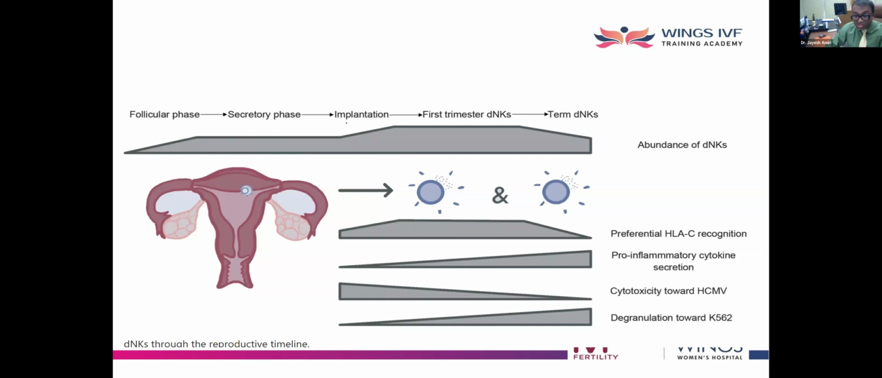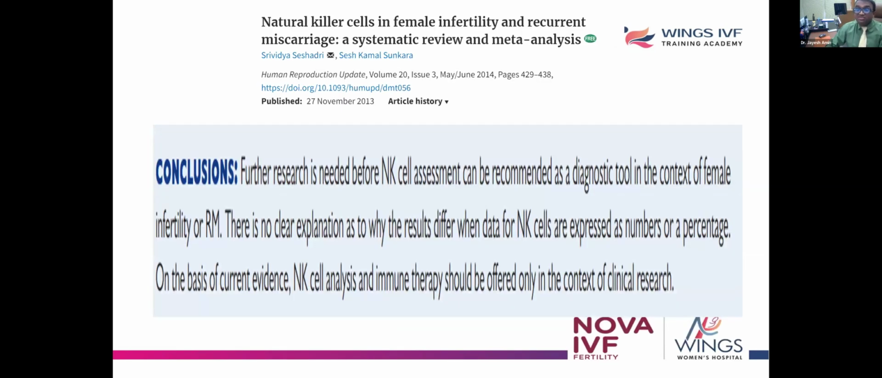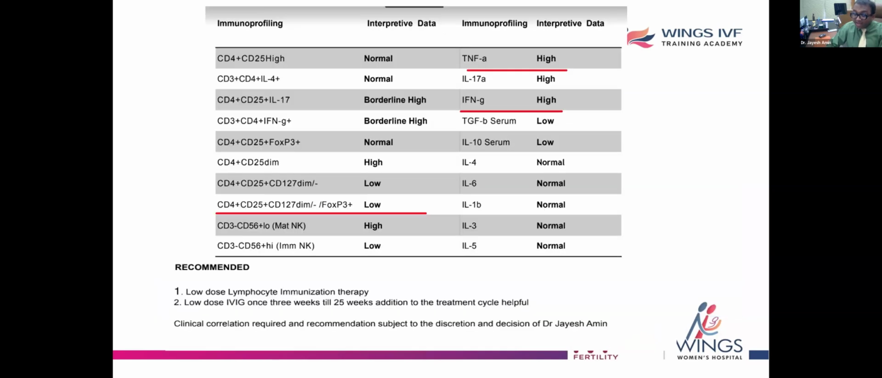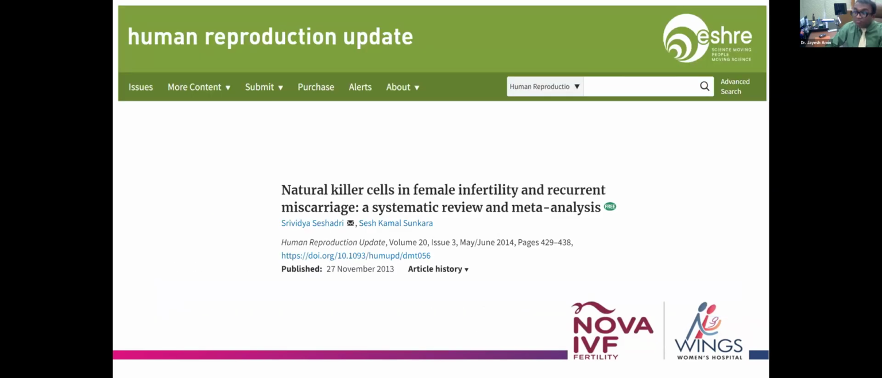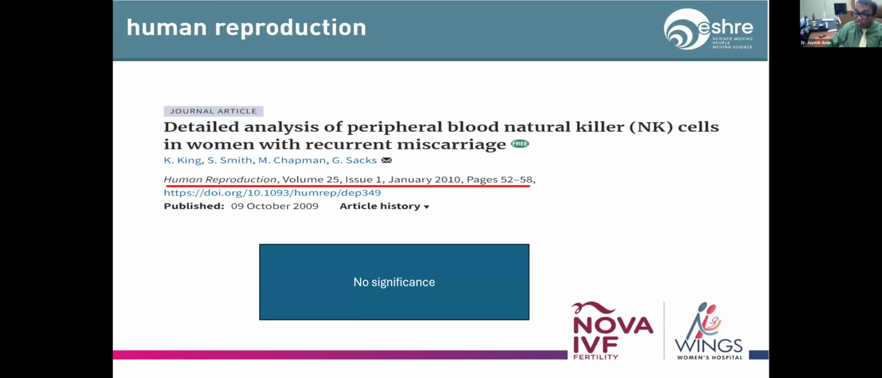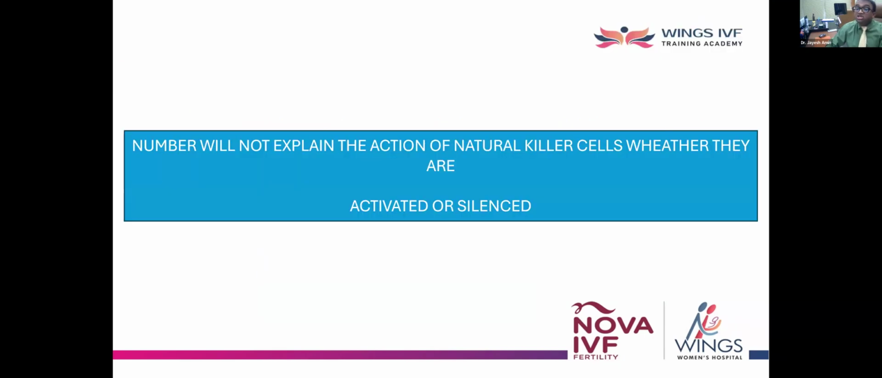So this is the variability of the natural killer cells, and that's why the meta-analyses say that measuring the natural killer cell has no value. Physiologically there will be an increase during pregnancy, so it will not give any idea. That is why all the meta-analyses say there is no point and no significance in detailed analysis of the peripheral as well as uterine natural killer cells. So what is important? The number will not explain the action of the natural killer cell. It is all about whether it is activated or silenced. So two parts are important: activation and silencing.